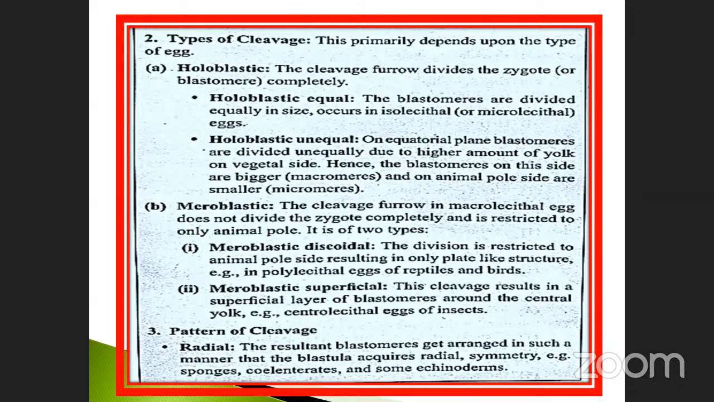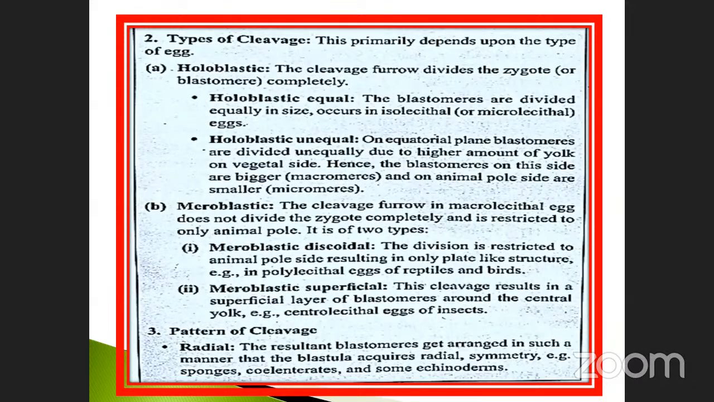The side where the cytoplasm is more is named the macromere. The opposite side, the animal pole side, has a small amount of cytoplasm, and it is called the micromeres. These all come under holoblastic cleavage.